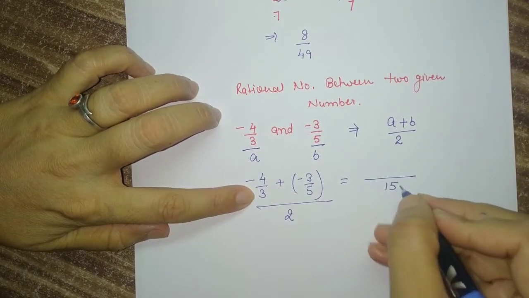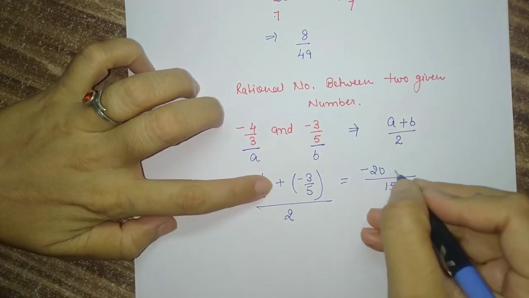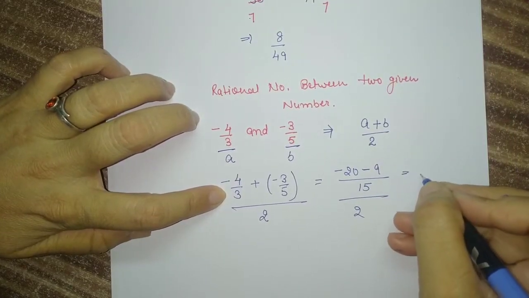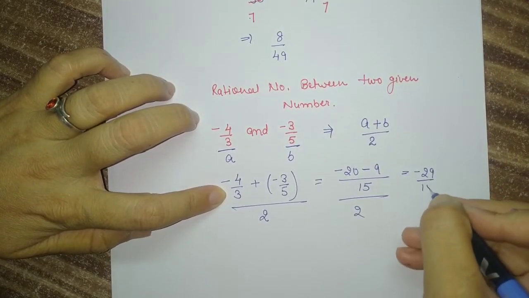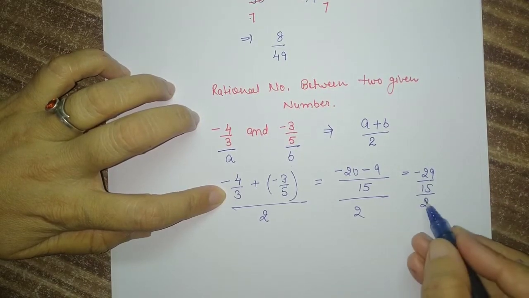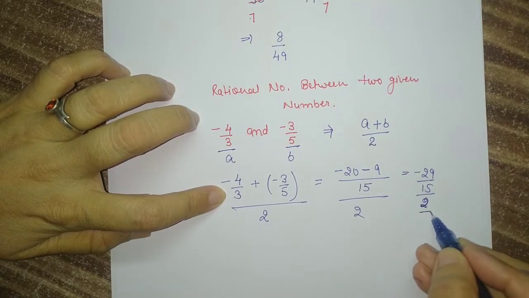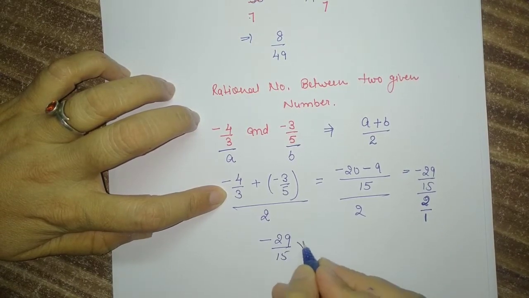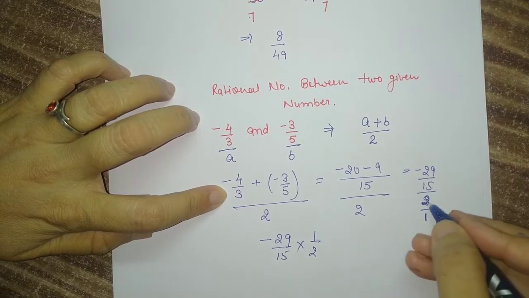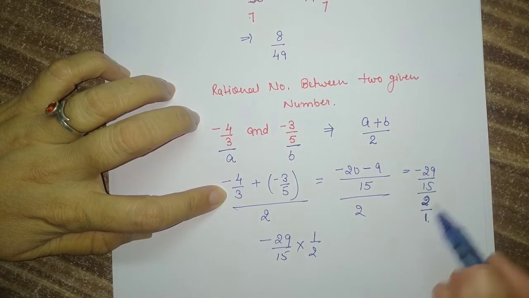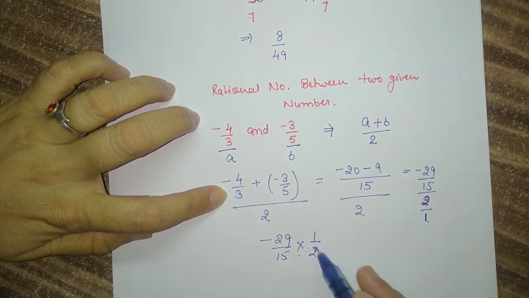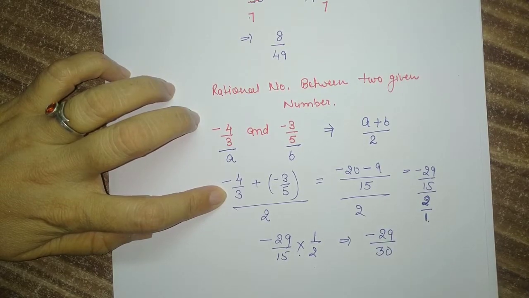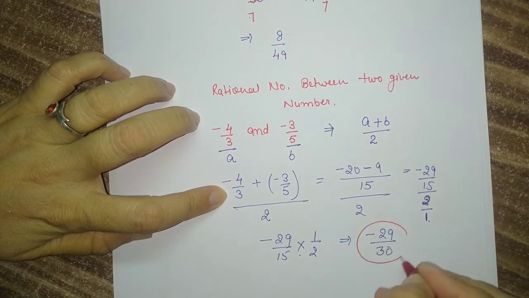LCM is 15. 5 4s are 20 plus minus, 3 3s are 9, and upon 2, we get minus 29 by 15 divided by 2. This is divided by 2. Only 2 is a whole number, there is no denominator, so we assume 1. And we solve this: it will be the reciprocal and it becomes 1 by 2, because 2 by 1 becomes 1 by 2. We change divide into multiply. Now minus 29 by 30. This is a single number between these two.